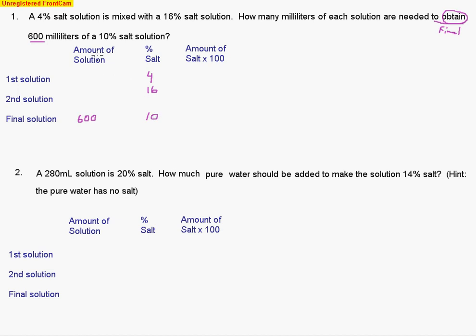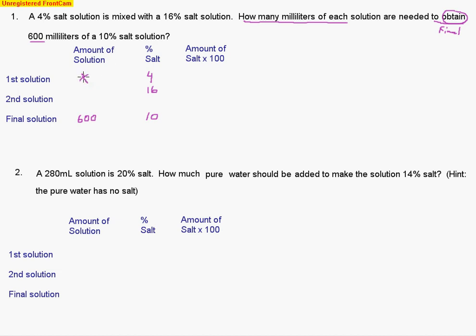So what we need to do is find out what amount for the first solution should go here, and for the second solution. Well, that's actually the question. It says how many milliliters of each solution are needed. So we don't know, so we have to assign a variable. What I like to do is just assign the variable x to one of them. Since they don't ask for which one, it doesn't matter which one you put the x on. So I'll just put the x right here.